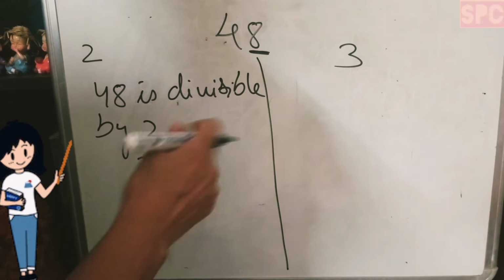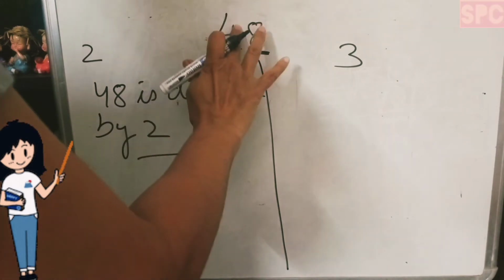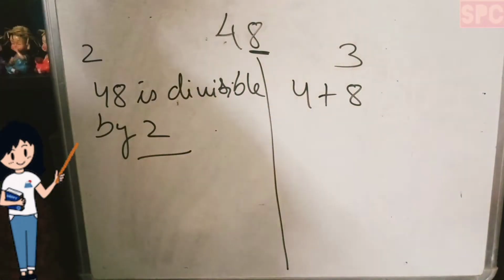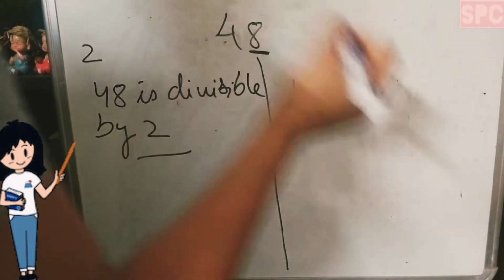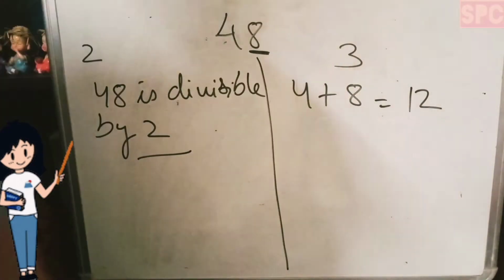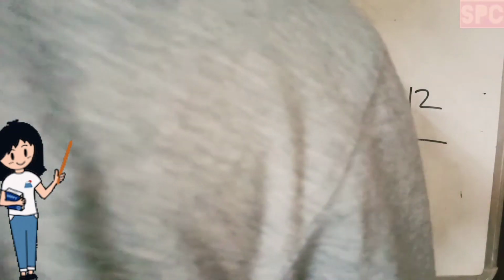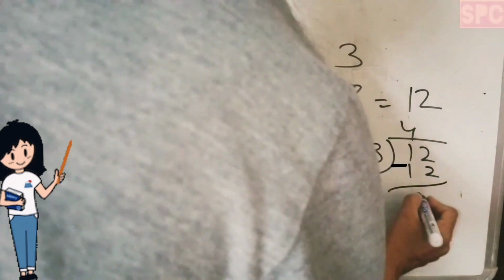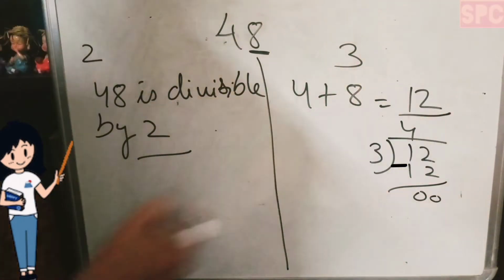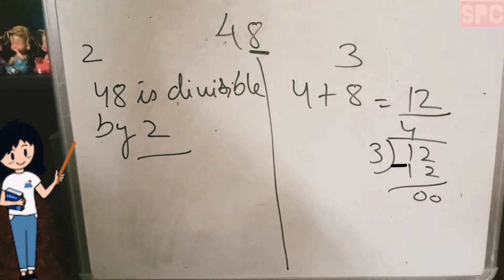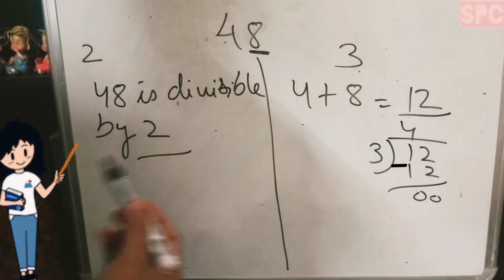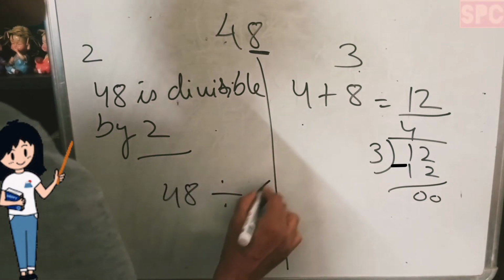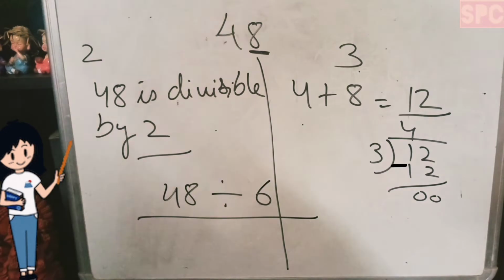Let's check for 3. To check whether the number is divisible by 3, we just have to add all the digits. So we will add 4 and 8, and here we get 12. And we know that 3 fours are 12. So as 12 is completely divisible by 3, 48 is also divisible by 3. So the number 48 is also divisible by 6.